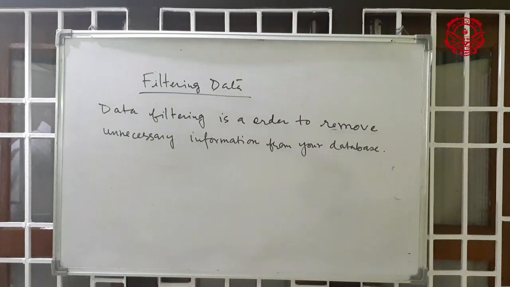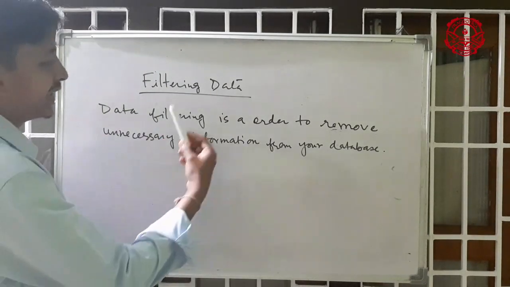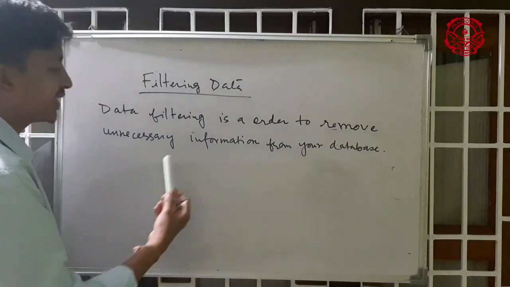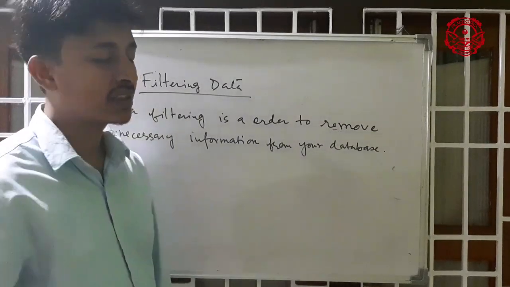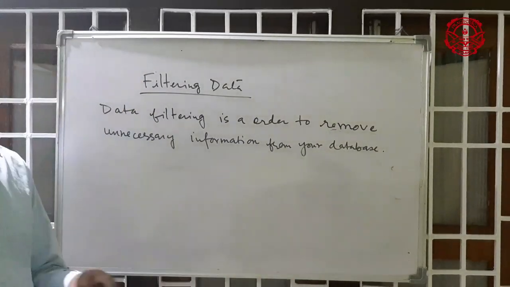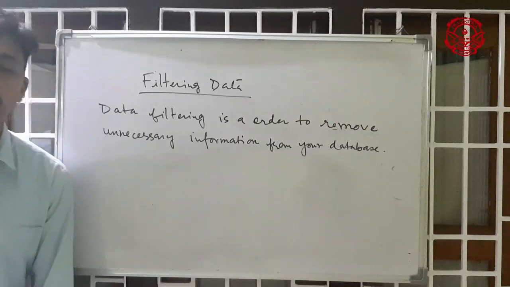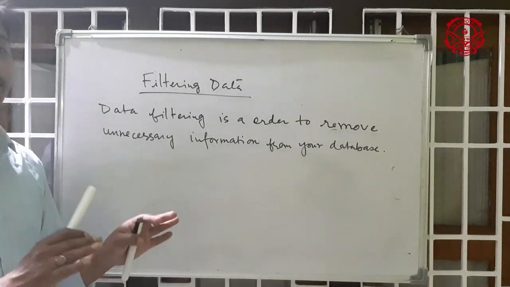What does data filtering mean? Data filtering is done in order to remove unnecessary information from your database. From your database, the unnecessary information will be removed. Okay, this is called data filtering.